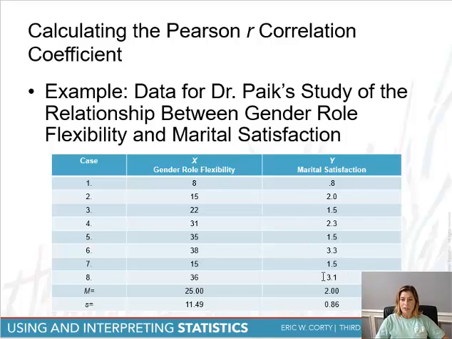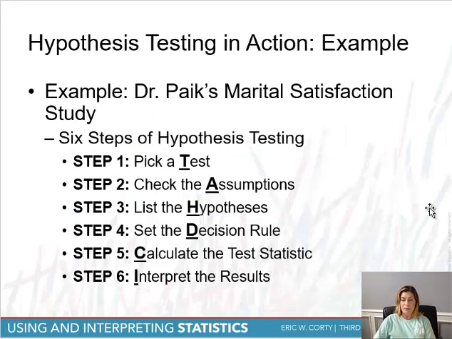So if you look at marital satisfaction, you have that range of values with a mean of 2, which would be like a C, and the standard deviation is 0.86. So we can get some information from these data, but we have to do our 6 steps of hypothesis testing, okay? So we have to pick our test, check our assumptions, list our hypotheses, set our decision rule, which means what's our critical value of R, then we calculate the statistic, and then finally we interpret the results.